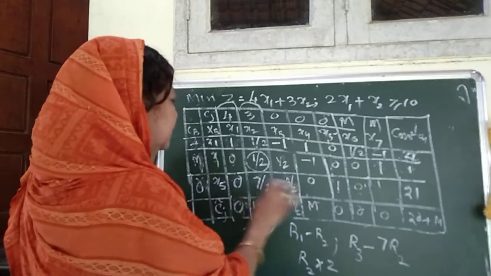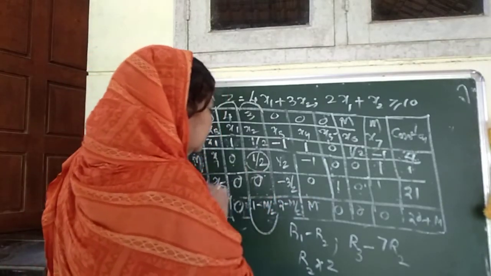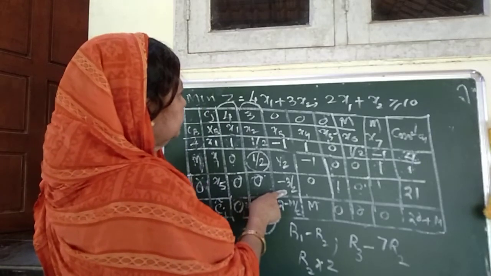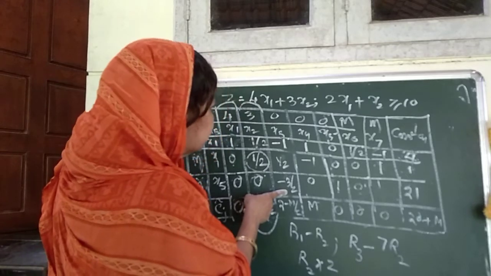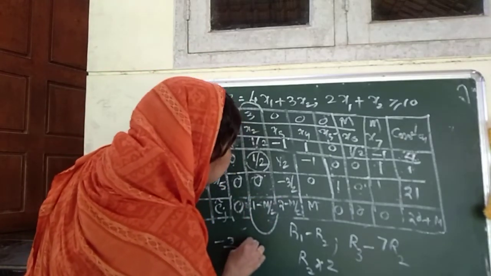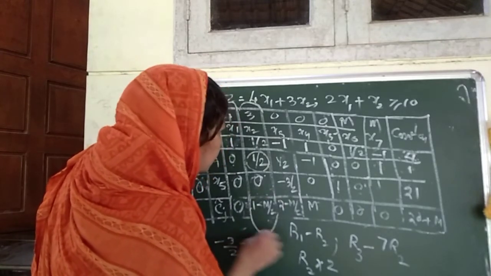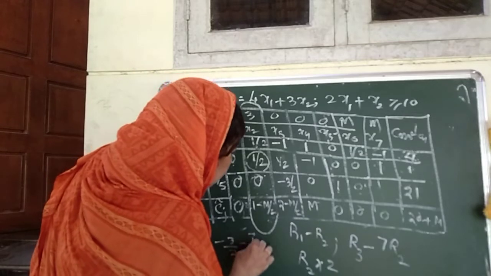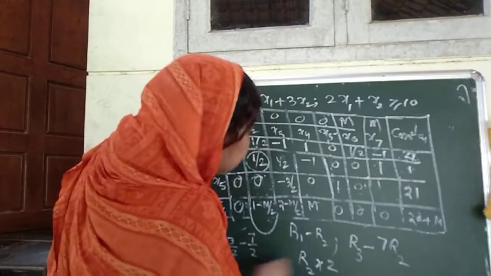It is also last. It is 0. Then this element R3 minus 7 R2. R3 is minus 3 by 2 minus 3 by 2 minus 7 by 2. That is minus 10 by 2. That gives minus 5.